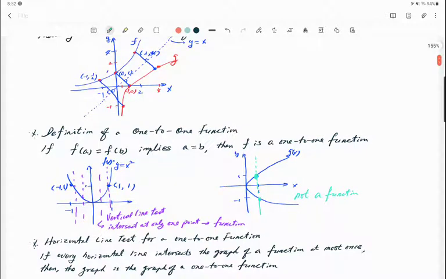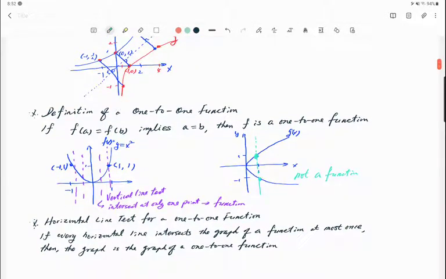The best way of knowing if a function is one-to-one is to check whether the inverse is a function. One-to-one means the vertical line test and the horizontal line test must each have one intersection. Okay, then it's a one-to-one function. Let me explain this one again.